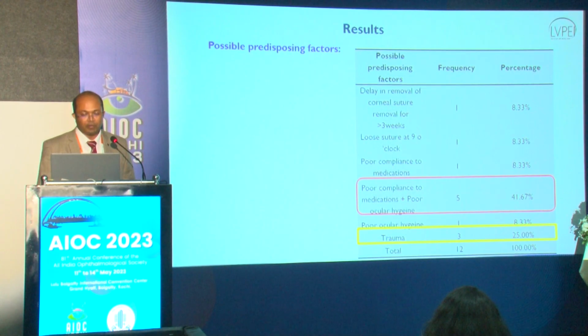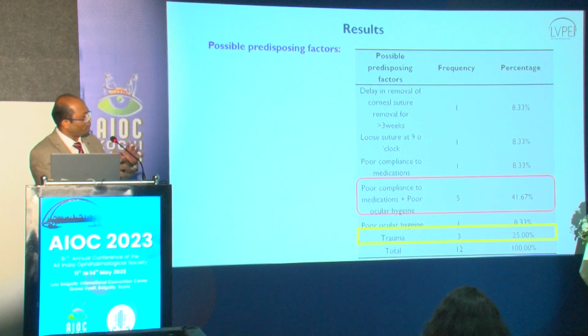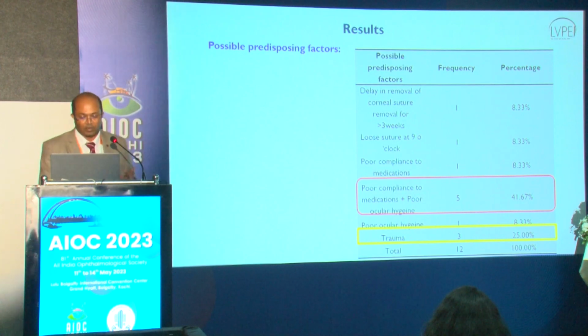So what are the possible predisposing factors? This is quite interesting. The kind of setup we practice is full of children from the tribal population. So probably one of the commonest predisposing factors is poor compliance to medication plus poor ocular hygiene, followed by trauma.